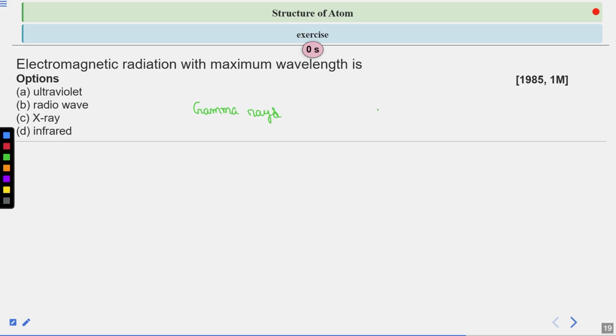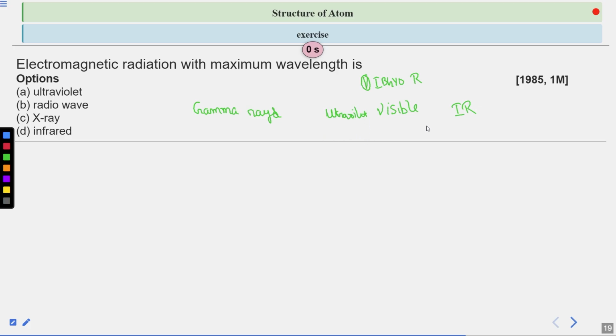Second thing, you know that visible will always be in the middle. So this you should remember. Now, in the visible, we start from violet and go to red. Between this we have VIBGYOR. So R has the longest wavelength, which is red. After red, it will be infrared, right? Similarly, here it is violet, then this will be ultraviolet.